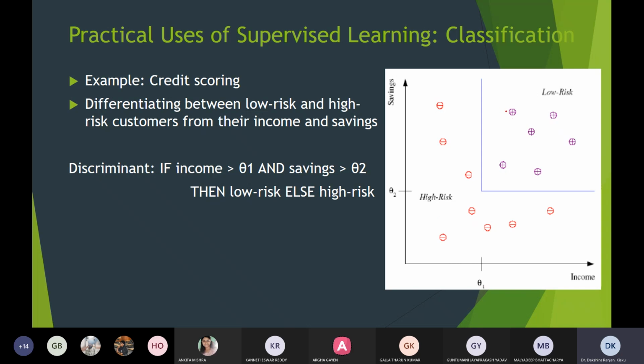So these are the data points which come under low risk, and these are the data points which come under high risk customers. So this is one of the applications of supervised learning strategy.